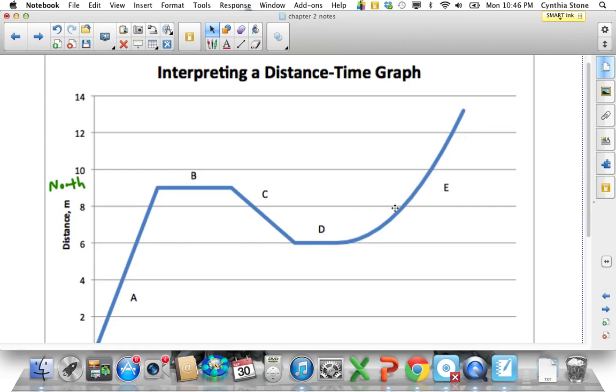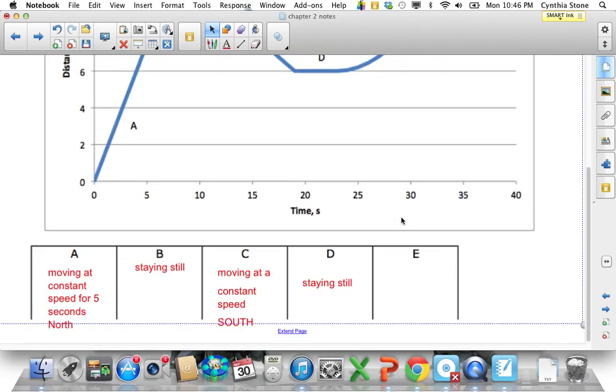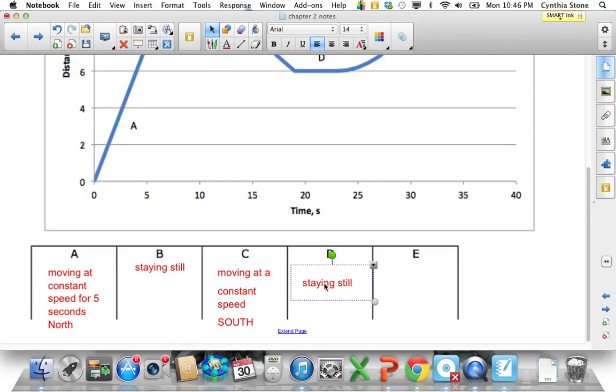This refers to what in physics the term is acceleration. So whoever is accelerating at this point is speeding up, changing speed. A straight line means constant speed, a curved line means changing speed. So in E, speeding up, moving north.